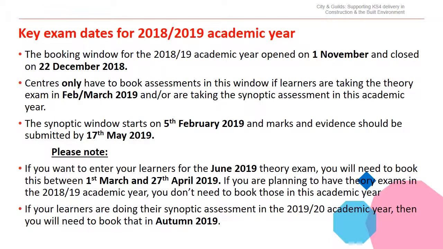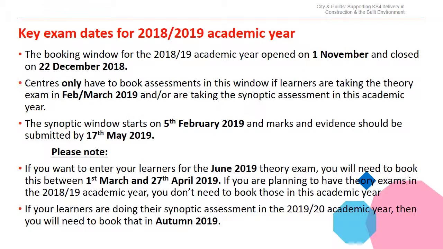On this slide, we're looking at some key exam dates for the 2018 and 2019 academic year. This provides a series of dates that are critical for booking windows, which close this year on the 22nd of December for the first exam for the technical award for this year. Centres only have to book assessments in this window if they're actually taking the theory exam in February and March 2019, or are taking the synoptic in this academic year.